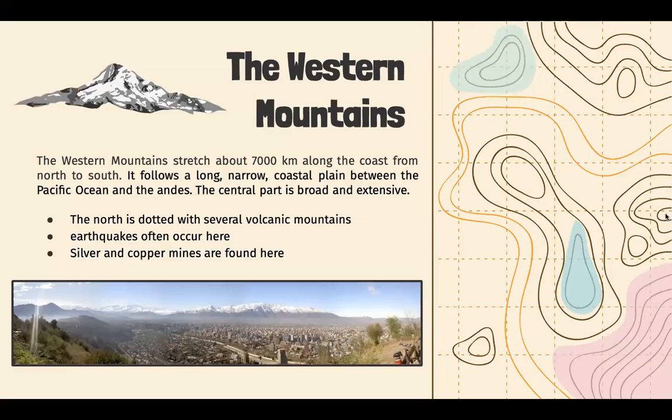So the Western Mountains. The Western Mountains stretch about 7,000 kilometers from the coast from north to south. It follows a long, narrow coastal plain between the Pacific Ocean and the Andes. The central part is broad and extensive. The north is dotted with several volcanic mountains, and earthquakes often occur here. There are also many silver and copper mines that are found here.